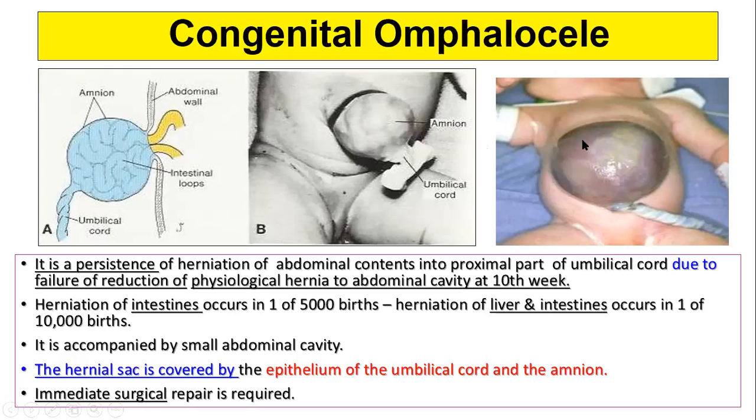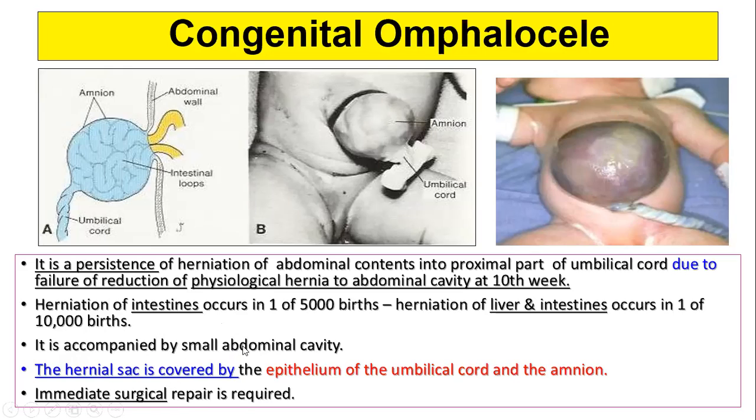You should know that normally it has to return back. Usually it is normal that the intestine will come out of the abdomen, then return back into the abdomen. If there is failure of reduction, then you can see the congenital omphalocele. It is accompanied by a small abdominal cavity. As we know, if there is no growth of the abdominal cavity, the intestine cannot go back. That's why you can see a small abdominal cavity.